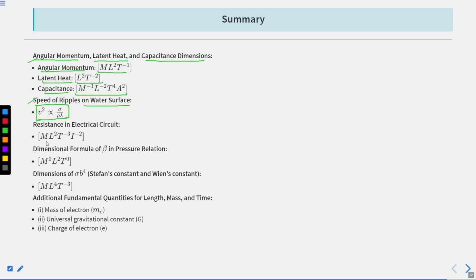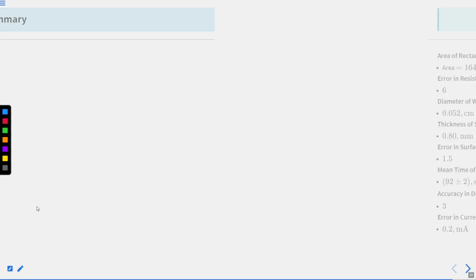And then the dimension formula of resistance in an electrical circuit, and then the dimensional formula of beta in the pressure relation is this. Dimensions of sigma, beta to the power 4, Stefan's constant and Wien's constant. This is the dimensional formula. And then additional fundamental quantities for length, mass, and time: mass of electron, universal gravitational constant G, and charge of electron. So these topics and questions we learned in today's lecture. Clear? Thank you.